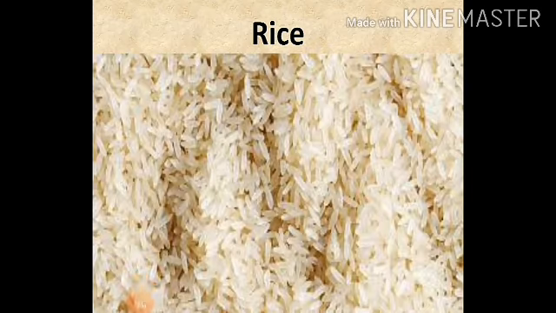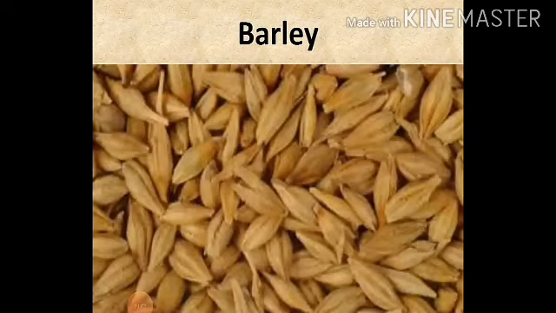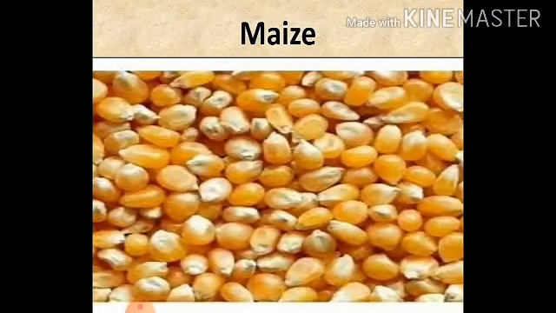Wheat, rice, millet, barley, oats, maize. So these are some of the examples of monocot seeds.